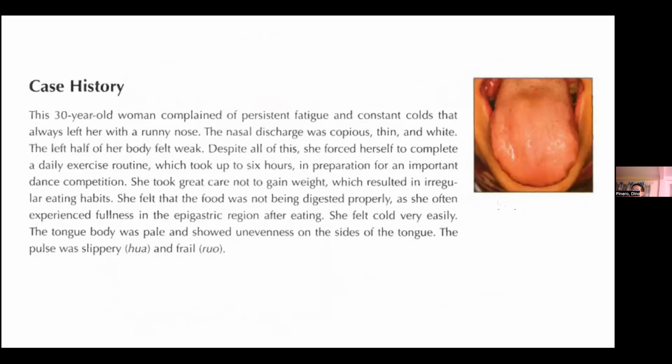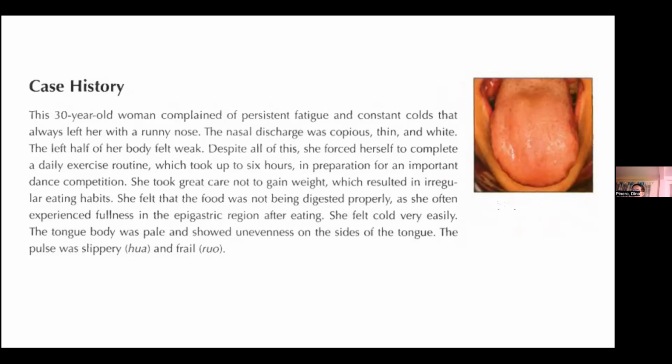This 30-year-old woman complained of a persistent fatigue and constant cold that always left her with a runny nose. The nasal discharge was copious, thin, and white. The left half of her body felt weak. Despite all of this, she forced herself to complete a daily exercise routine, which took up to 6 hours in preparation for an important dance competition.